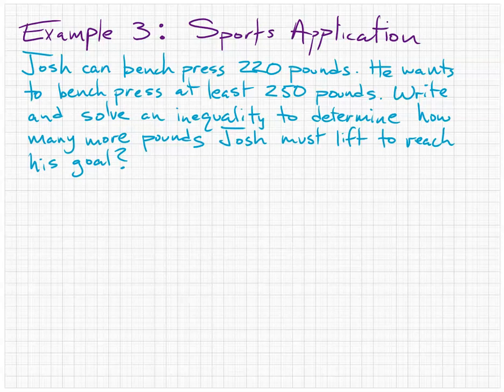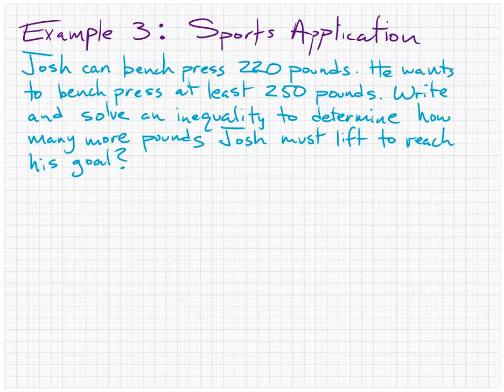Next example. Now we'll go into sports. Okay, a sports application. Josh can bench press 220 pounds. He wants to bench press at least 250 pounds. Write and solve an inequality to determine how many more pounds Josh must lift to reach his goal.